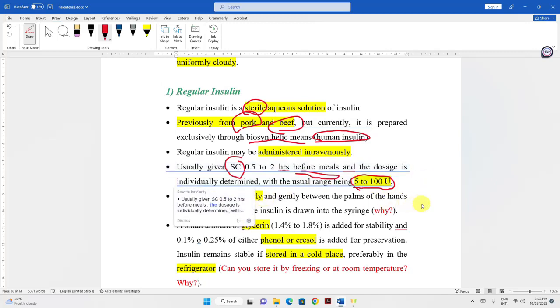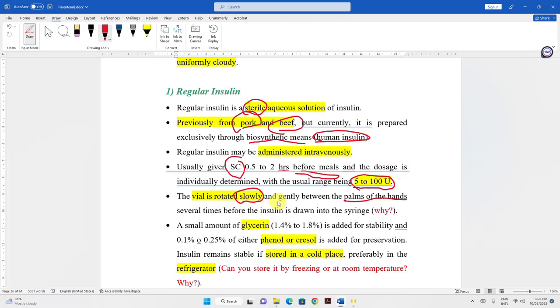Now, it's very important that when you take the vial from the refrigerator, you rotate the vial slowly between the palms of your hands several times, in order to warm up the insulin preparation and to make sure that the mixture inside is mixed well. Yes, it's a solution, but you need to make sure that it's well mixed.